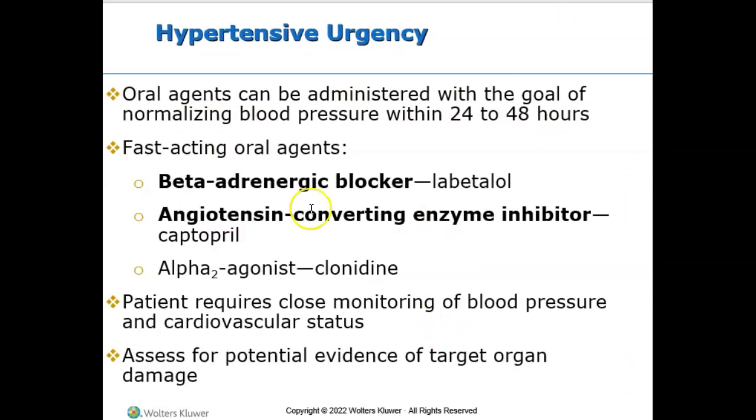Hypertensive urgency. We want to normalize blood pressure within 24 to 48 hours, so we're going to give a beta blocker like labetalol or metoprolol, an angiotensin-converting enzyme inhibitor like captopril or lisinopril, an alpha-2 agonist like clonidine. They've got to be closely monitored, and we've got them on a cardiac monitor. So we're going to be checking their blood pressure and their cardiovascular status, listening to the heart, listening to the lungs, checking the pulses, checking the vision, all of it.